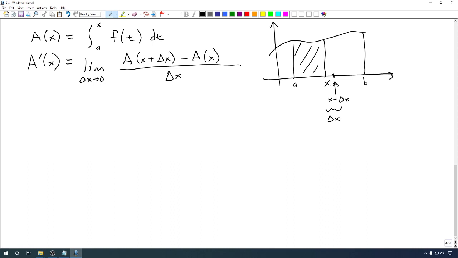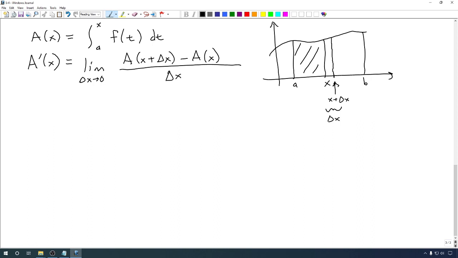Now, I am also drawing this as if delta x is specifically positive. We could have it be negative and be on the other side. That's not really going to be too important to do right here. But this A of x plus delta x is now the area from a to here. So really, we just have a little bit more tacked on. And when we take this difference, really what we're doing is just taking out the part from a to x, at least if delta x is a positive number.